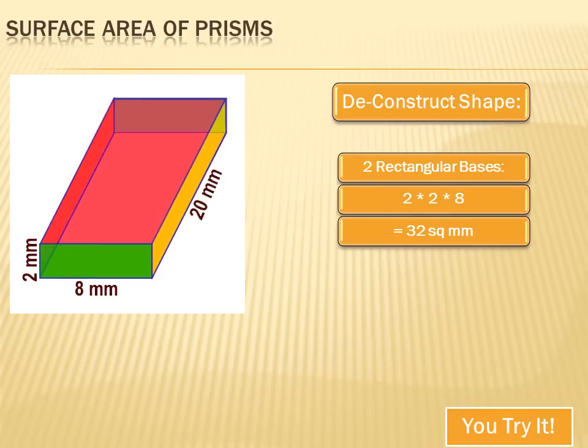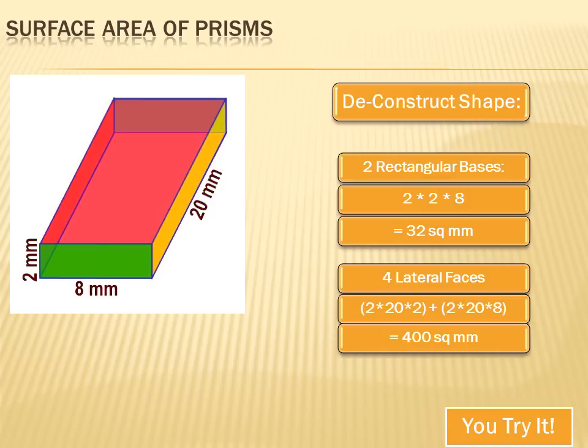I've got 2 rectangular bases, and they're 2 millimeters by 8 millimeters. So the total area for the bases would be 2, since they're 2 bases, times the base times the height. 2 times 2 times 8 equals 32 square millimeters.